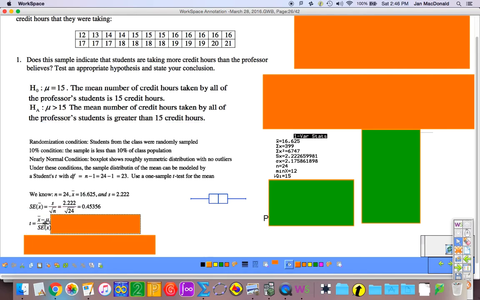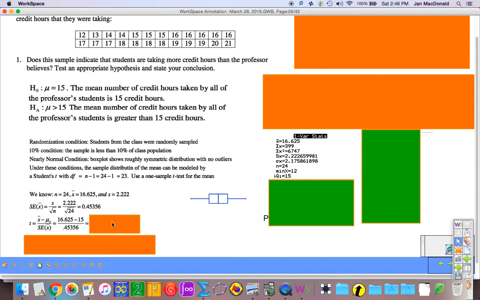Let's see. Okay, symbolically, that's what this would look like. Now we're going to plug in our information. We know our sample mean is 16.625. We know the mean of our parameter is 15. And just above, we've calculated the standard error of our sample mean. So when we plug it in, this is what we get.